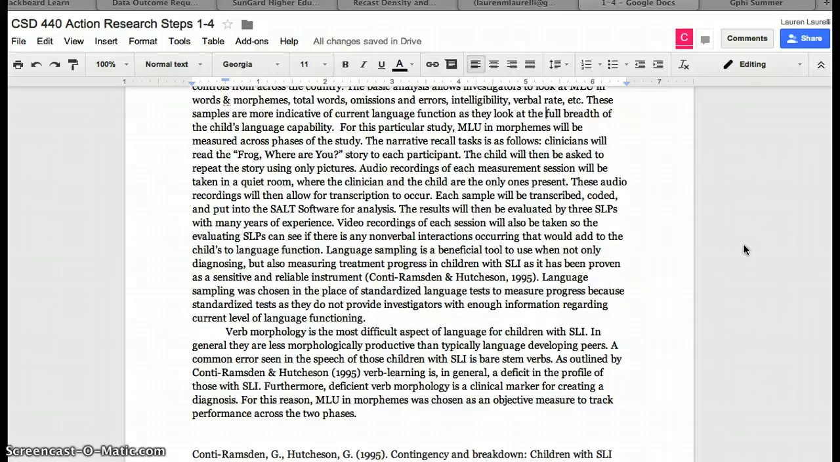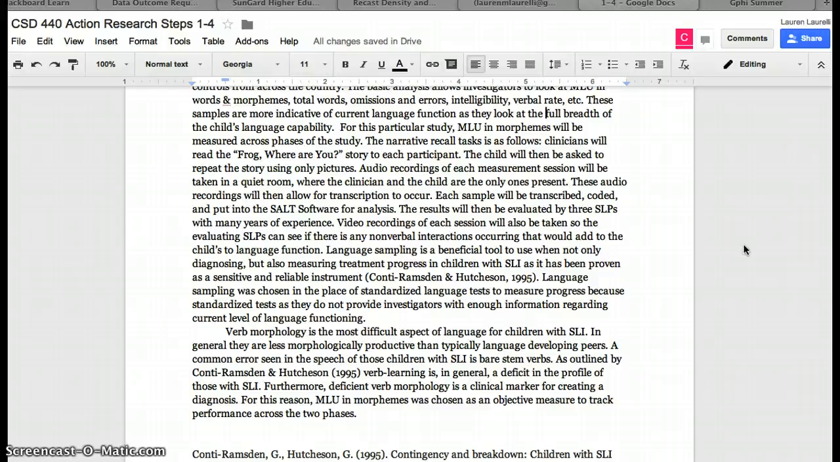Language sampling was chosen in the place of standardized language tests to measure progress because standardized tests, as they do not provide investigators with enough information regarding current level of language functioning. Verb morphology is the most difficult aspect of language for children with SLI. In general, they are less morphologically productive than typically language-developing peers.